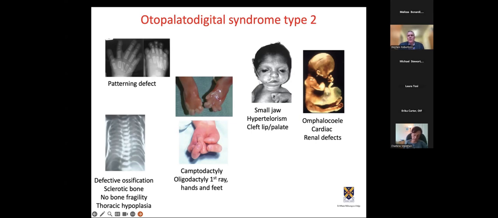What really helps the diagnosis is the multiple extra skeletal manifestations of these disorders. So we have significant heart defects, kidney defects. Omphalocele is a very definite association with this disorder as well, in addition to cleft palate, as is a feature of OPD1.